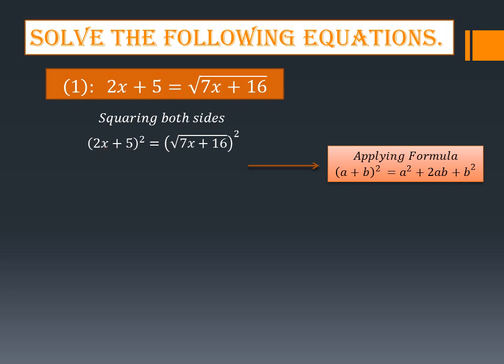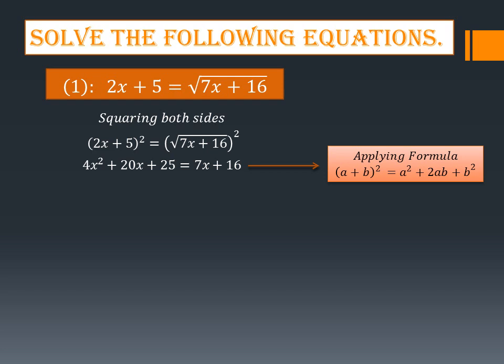So applying this formula, we will write the right side of the equation. a square means the square of 2x, which would be 4x square, plus 2ab means 2 multiplied with 2x and 5, the answer would be 20x, and b square means taking the square of 5, which would be 25. Root and square will get cancelled with each other, and we will have 7x plus 16.